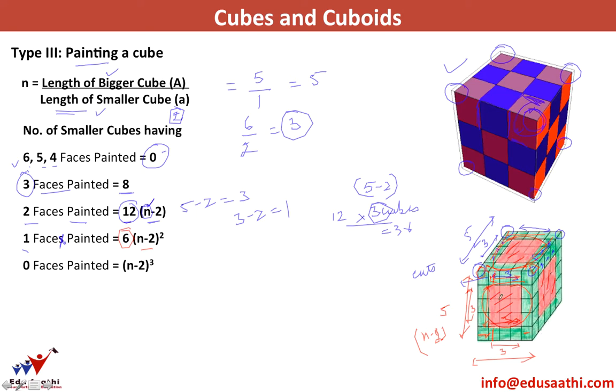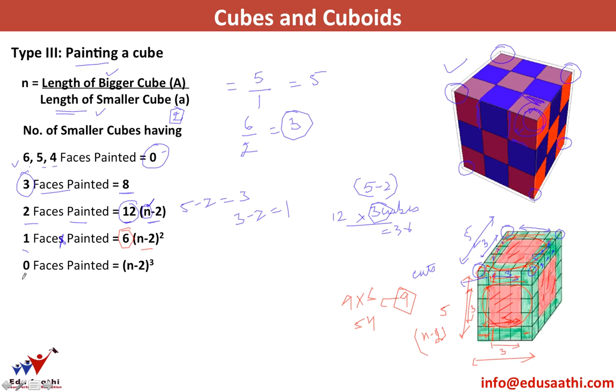So how many cubes are there in this area? 3 multiplied by 3, 9 cubes. And these 9 cubes are across all 6 faces. So 9 into 6, 54 cubes will have only one face painted. Okay, so this gives me n minus 2 squared. Why? Because I calculated 3 into 3 here and multiplied by 6, because we have 6 faces.